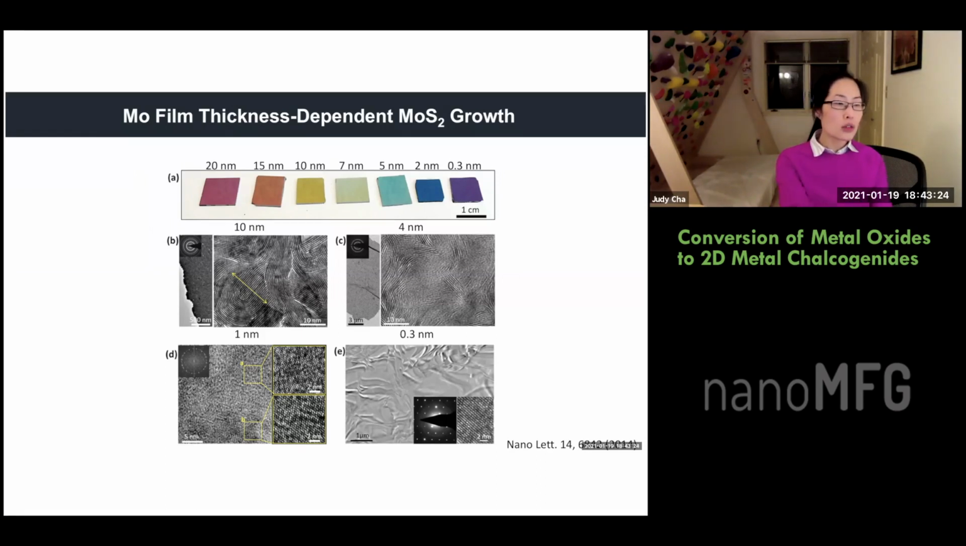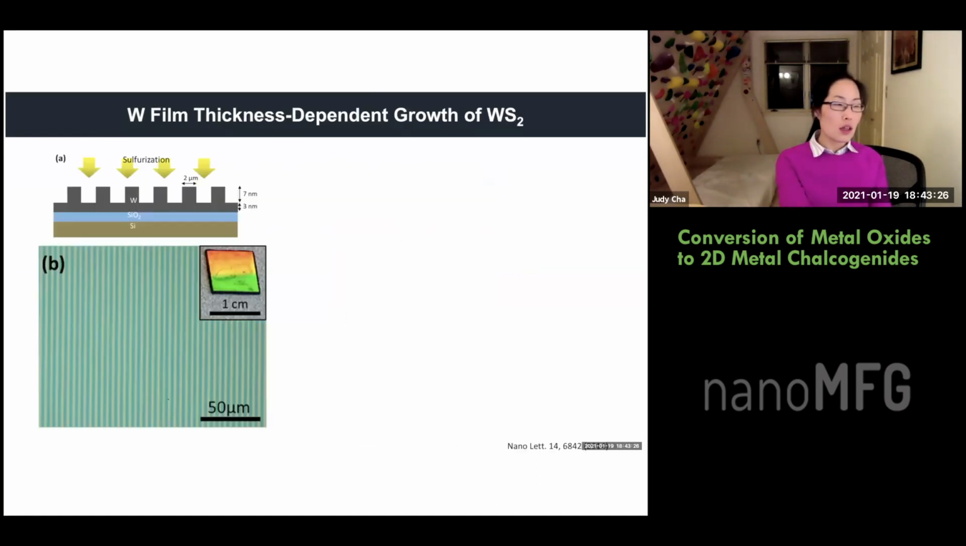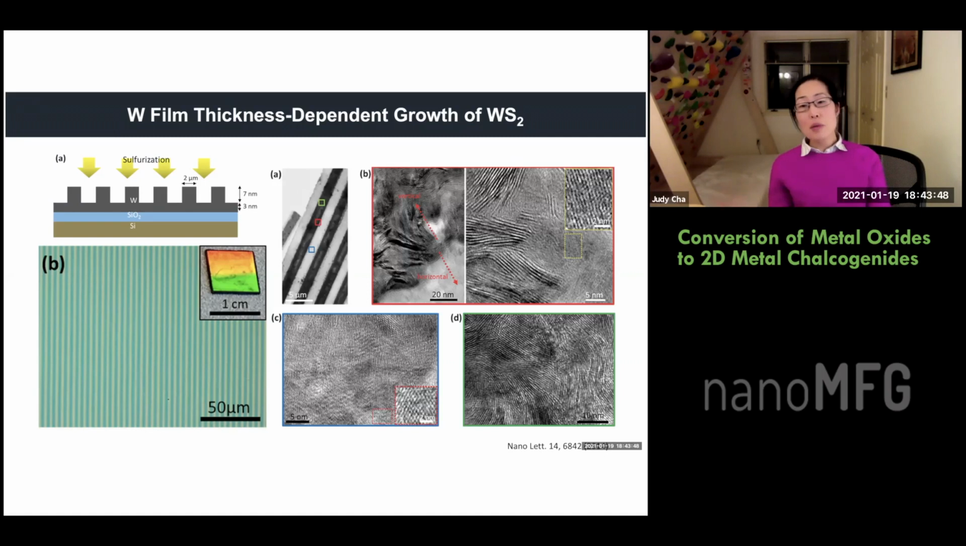So to do this again, yet again we made a tungsten film, but where we locally etched some area so that there is a height difference. Locally, some regions are 10 nanometers thick, the other regions are 3 nanometers thick. And then we sulfurized it. So the same result as the one that I showed in the previous slide.